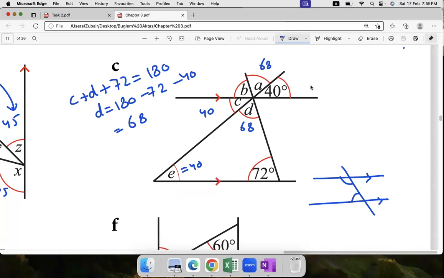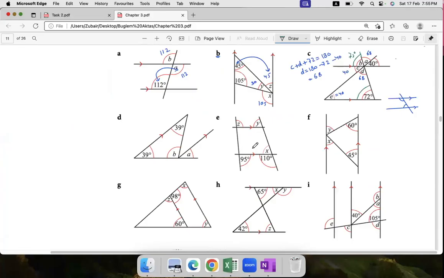72. Can you see this? That B and this 72 are already corresponding. Oh yeah, they're on a straight line, parallels in between them. So the 72. Okay.